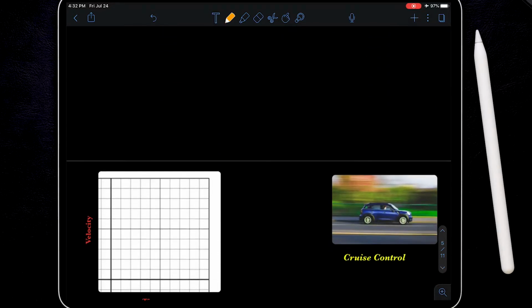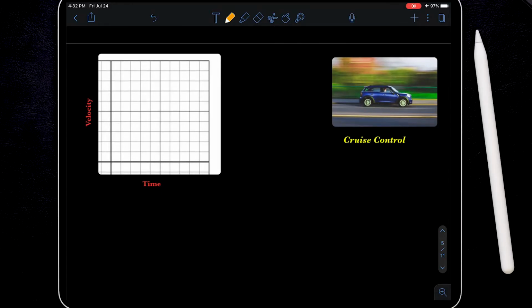Now let's go down and look at a car that is on cruise control. All right, so this means you got a constant velocity, right? So constant velocity.